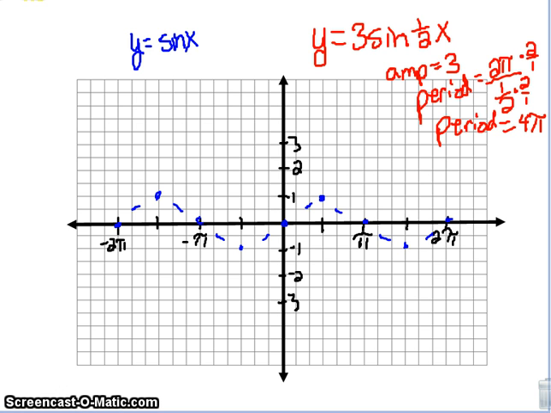That means I'm stretching it out. So normally it only takes me pi to go up and back down. How long is it going to be if I make my period 4 pi? 2 pi. My amplitude is now 3. My zeros don't change, so I'm going to be at 0, up to 3, and then back down to 0. Right? Does that make sense?